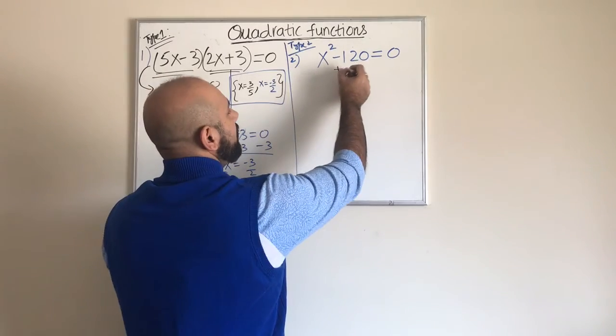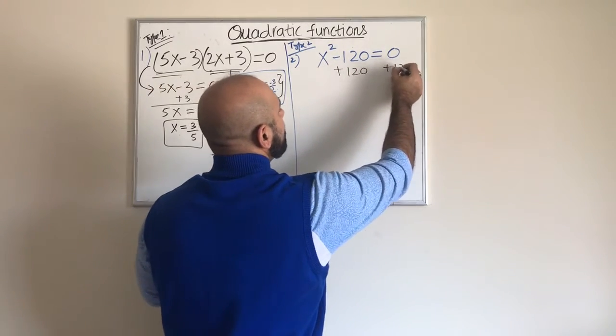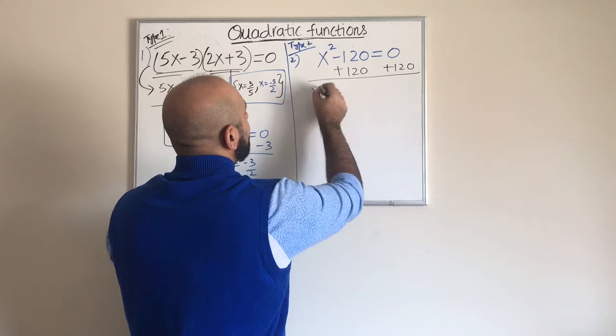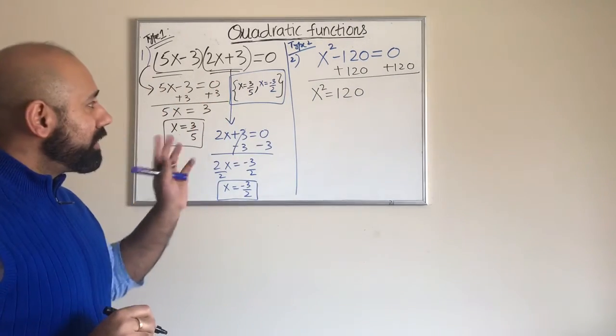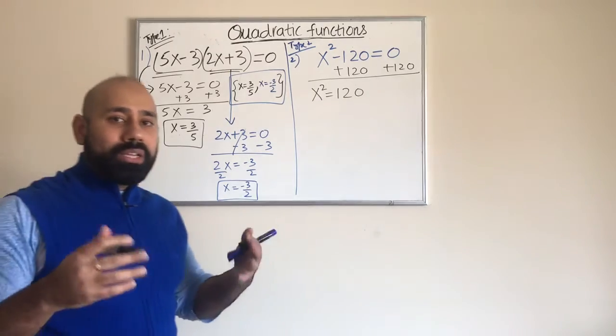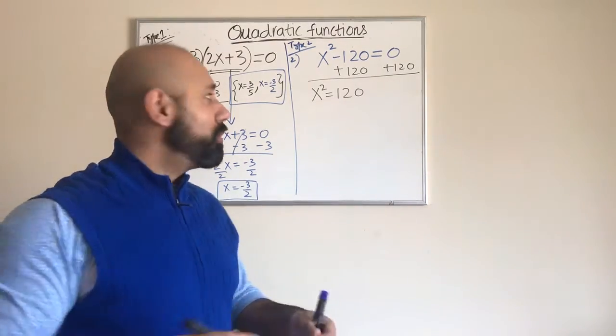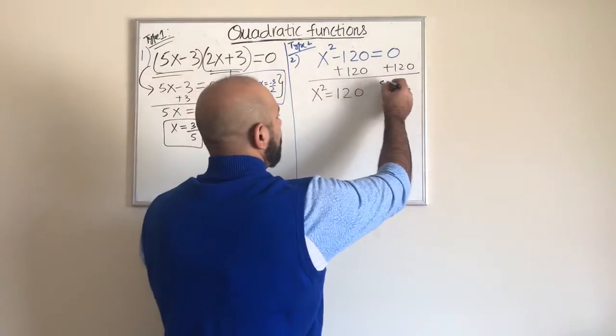We can do that by simply adding 120 to both sides, and I get x squared equals 120. Once I have 120 on the other side, now we can use what we like to call the square root method.